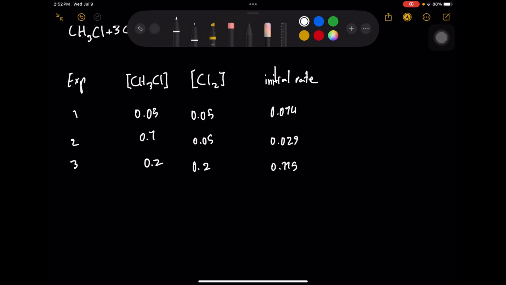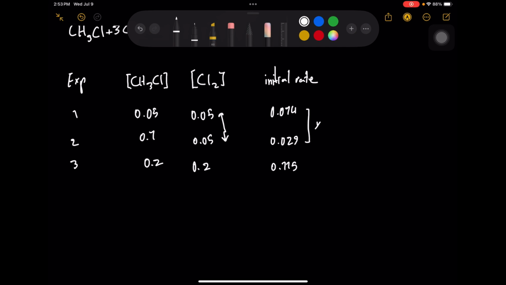Write an expression for the rate law. What is the overall order of the reaction? And calculate the value of the rate constant k with its unit. To write an expression for the rate law, it is important for us to first look at where we have the constant concentration. Here, in the first two experiments, we have the same concentration. So to write the rate law, we consider this and try to write the rate for it.